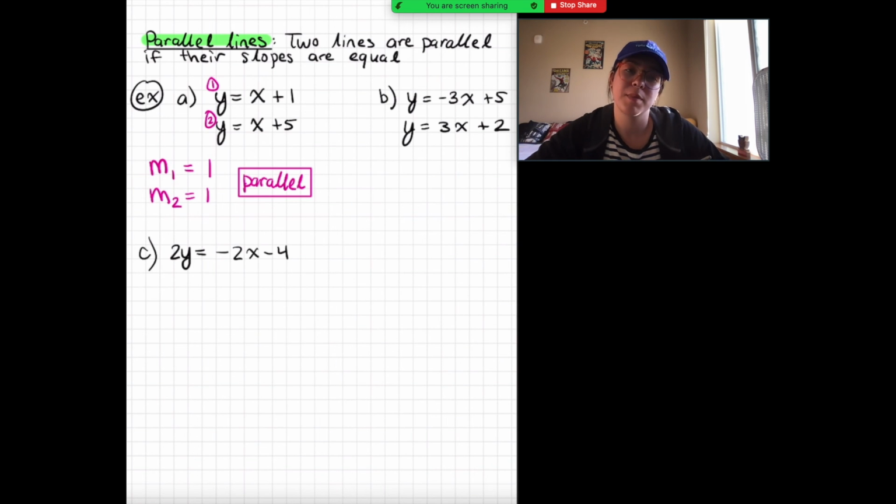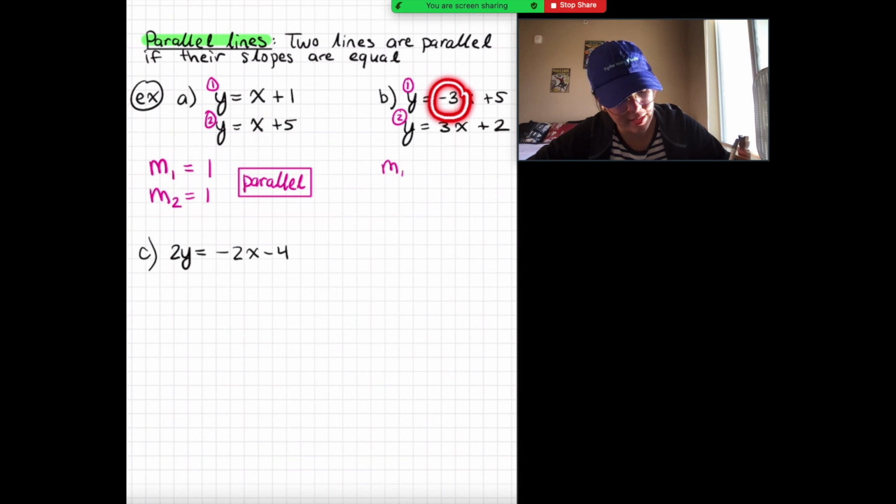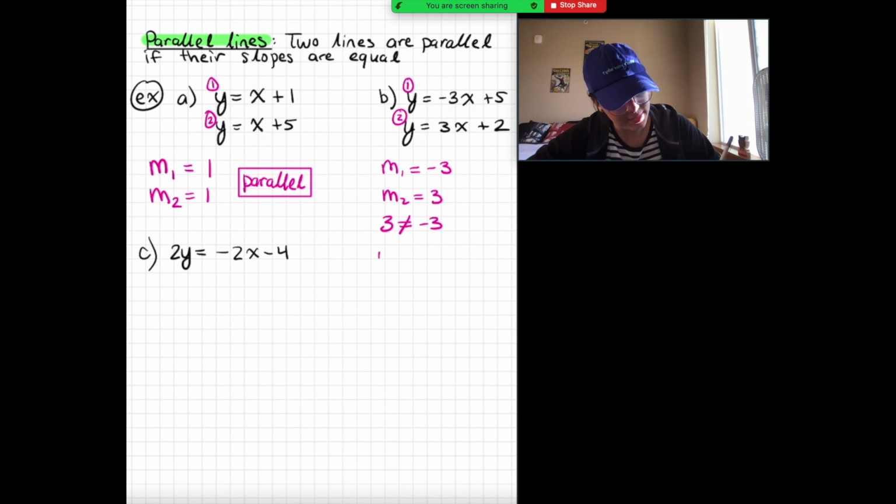Try to do question B on your own. Answer if these two lines are parallel or not. So again, we have equation 1 and equation 2. So the slope of equation 1, that's whatever's in front of our x, and in this case, it's negative 3. For equation 2, we have positive 3 in front of our x, so our slope is positive 3. Now, positive 3 does not equal negative 3, so our lines are not parallel.